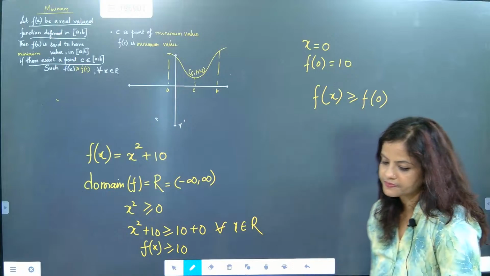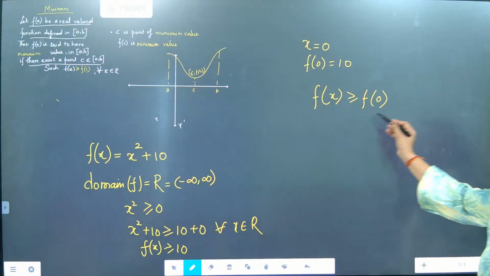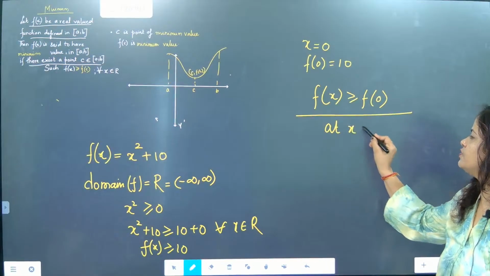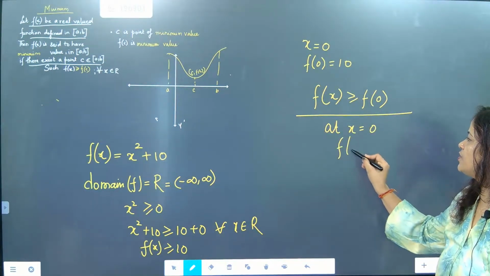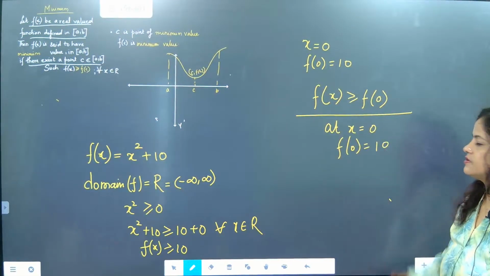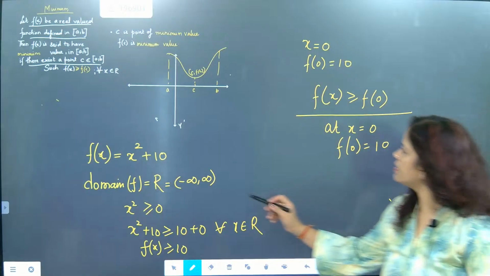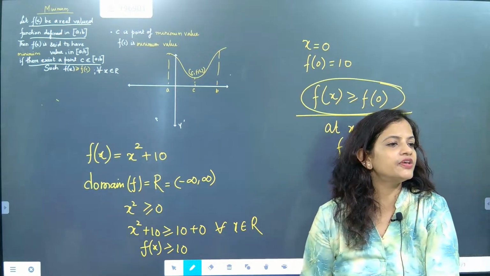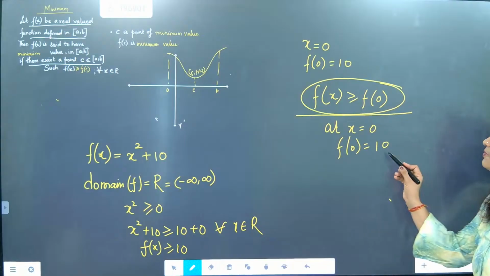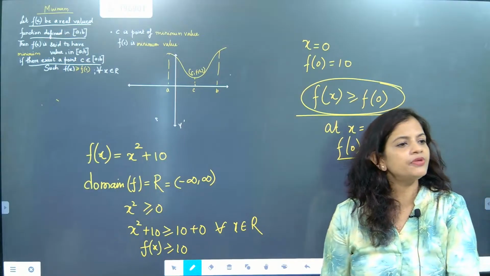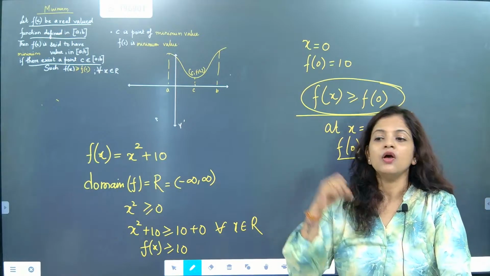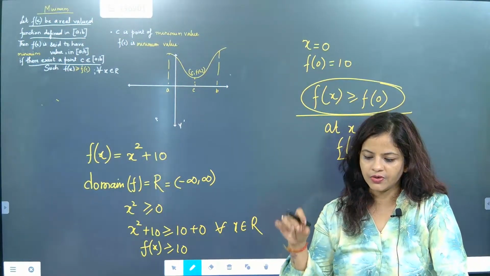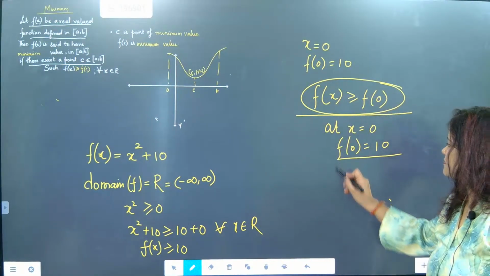Okay, so now look here, beta. So f of x, that means what? At x is equal to 0, f of 0 is giving you 10. Understood? Since here the most important condition is coming, what are we going to say? It is giving you a minimum value. What is the minimum value? 10. And when are you getting the minimum value? At x is equal to 0. Understood?